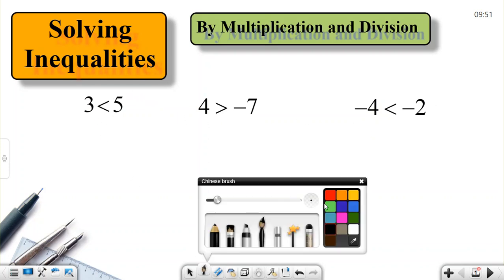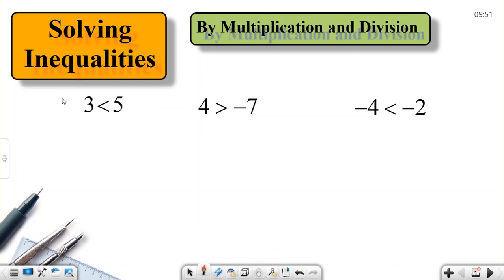If you multiply both sides by the same number, such as 2 times 3 or 5 times 2, 6 is less than 10. So we multiply by 2 and it's still less. Let's multiply by 3 or by 7, no problem. If it's positive, there is no problem. 7 times 3, 21. 5 times 7, 35. Again, 21 is less than 35. This is the first case.